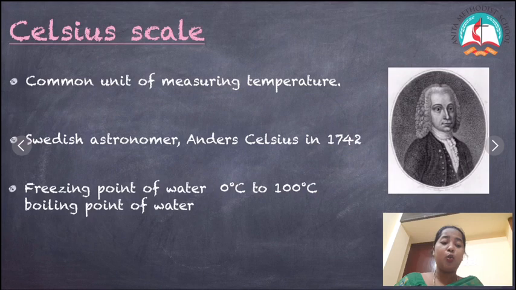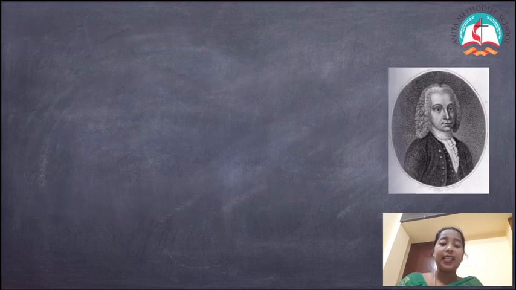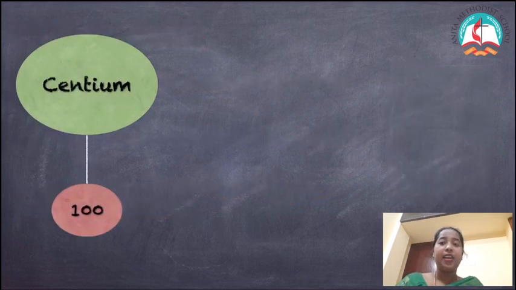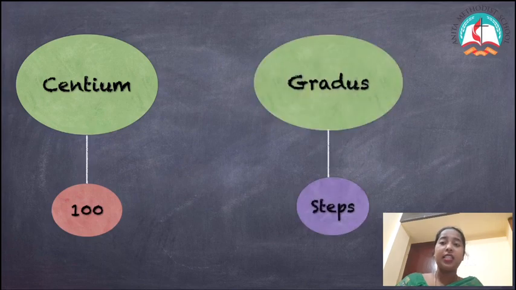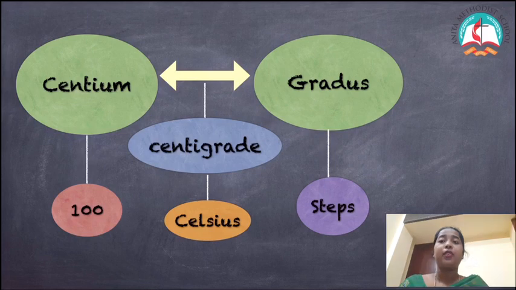Before that it was known as centigrade. Thermometers using this scale are calibrated from the freezing point of water, which is 0 degrees Celsius, to 100 degrees Celsius, which is the boiling point of water. In Greek, centum means 100 and gradus means steps. Both words make it centigrade, and later it was called Celsius.